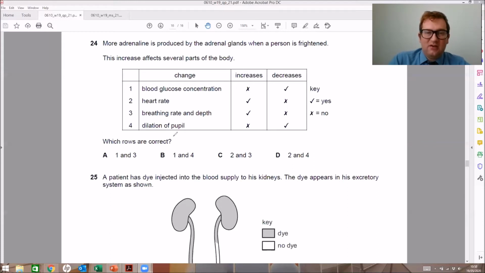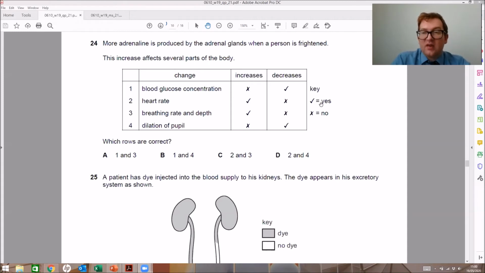Okay, so let's have a look here. Which rows are correct? Question 24. More adrenaline is produced by the adrenal glands when a person is frightened. This effect increases several parts of the body.